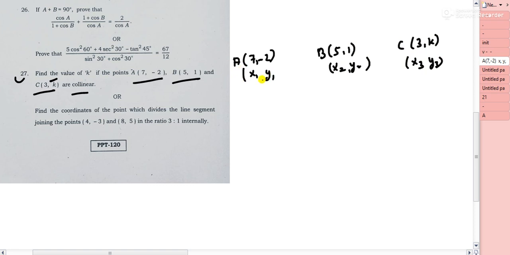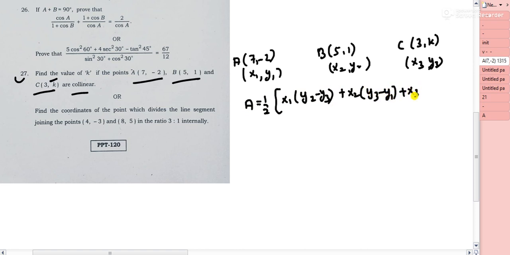And you have a comma in between, don't forget to write that. Now what is the area of triangle? That you have to write. Area of triangle is half into, the formula is very important, x1 into (y2 minus y3) plus x2 into (y3 minus y1) plus x3 into (y1 minus y2). Now for collinear points, A should be equal to 0, right?